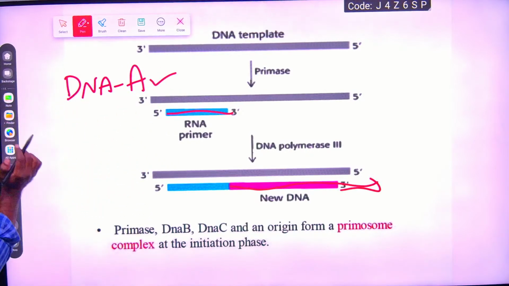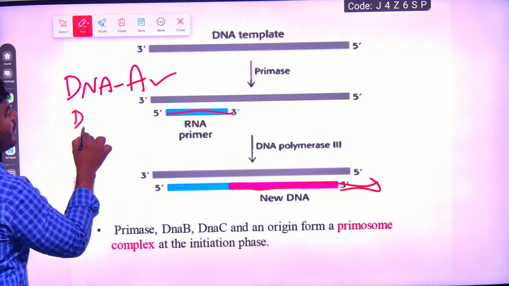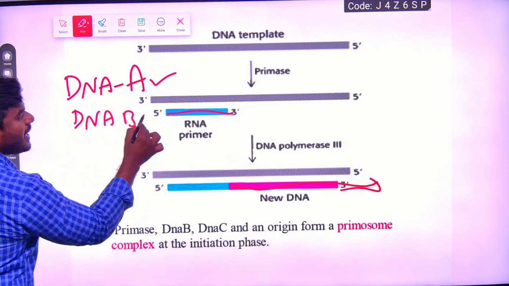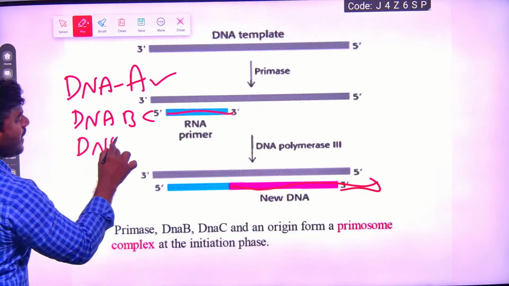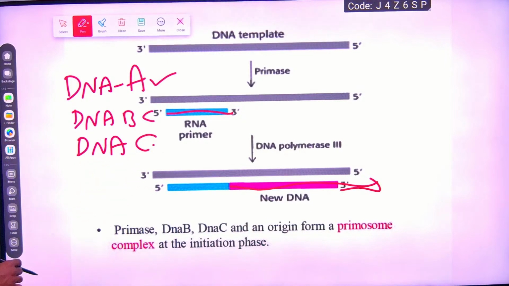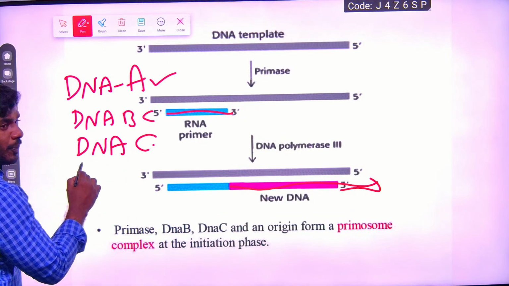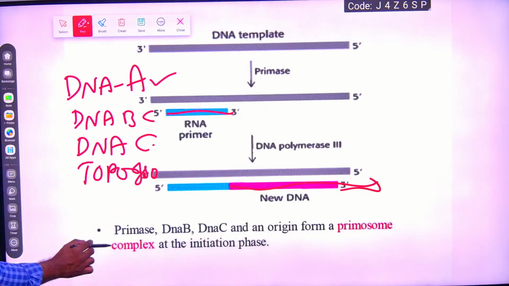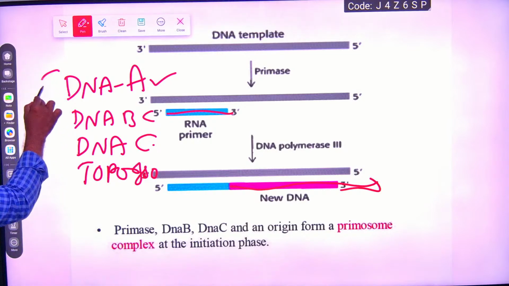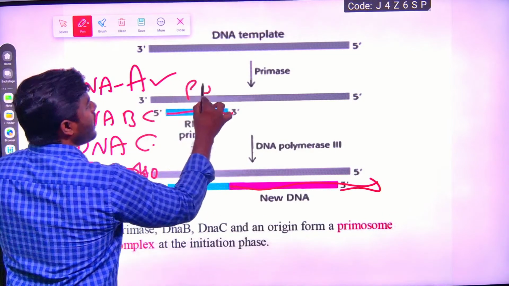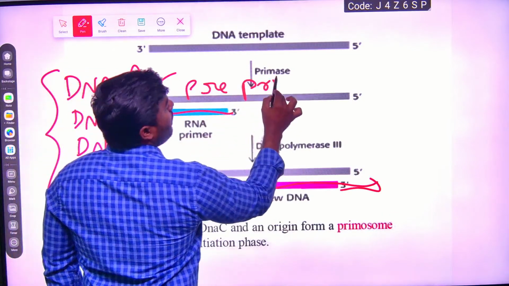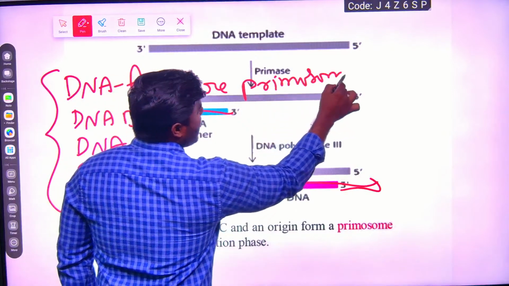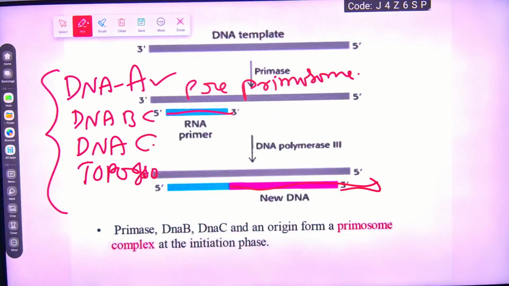DnaA is called the initiator protein. DnaB is called helicase. DnaC is the assistant protein, right? And what is topoisomerase? Correct? Till here we call it the pre-primosome complex. In the case of prokaryotes, the pre-primosome.